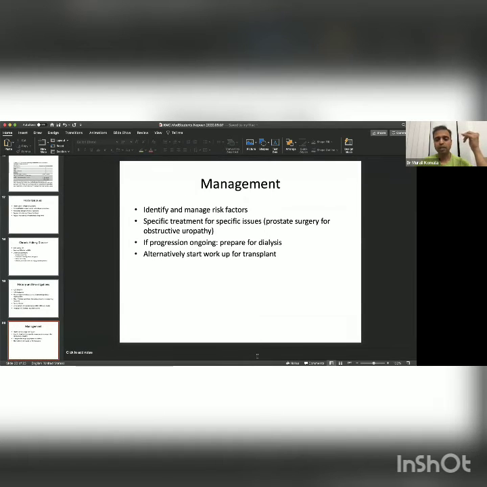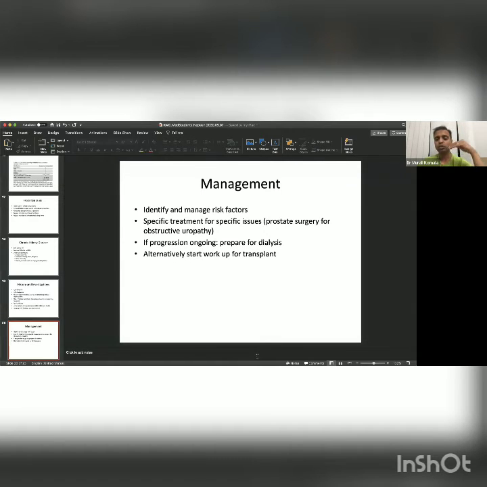So we identify and manage risk factors. For example, manage diabetes and blood pressure very well. Specific treatment for specific issues. So if you have a prostate enlargement, they need to have a prostate surgery. And unfortunately, some patients, we can't help them. They can progress. So you start preparing them for dialysis. Or alternatively, you can work them up for transplant.